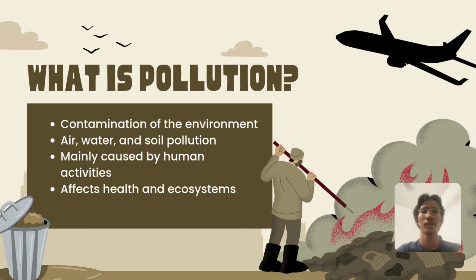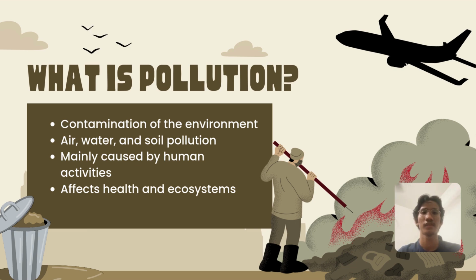Pollution is the contamination of the environment such as air, water and soil, and it is mainly caused by human activities. In daily life, pollution commonly comes from industrial waste, vehicle emissions and improper waste disposal. These activities release harmful substances into the environment.